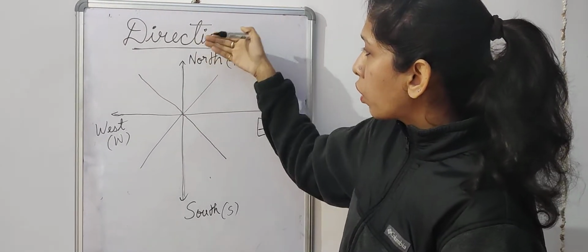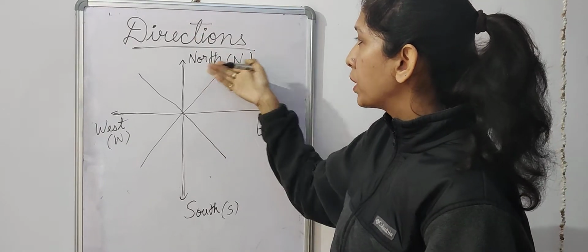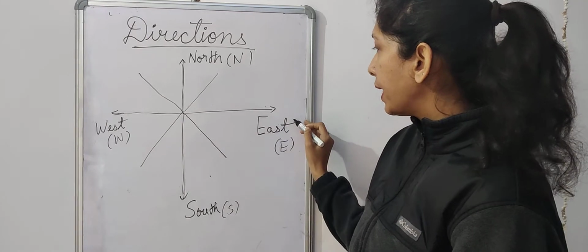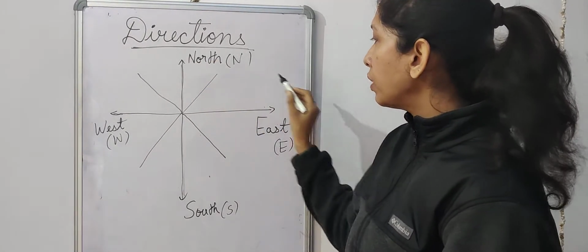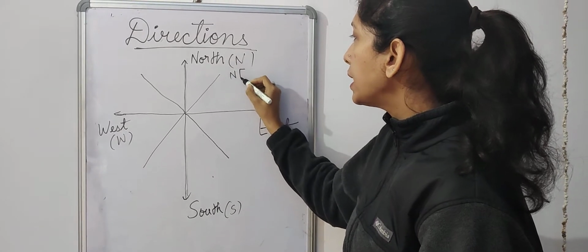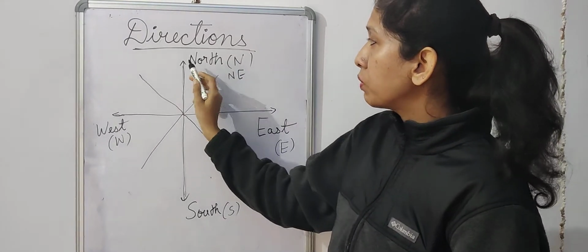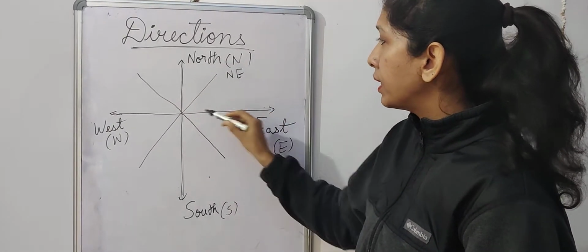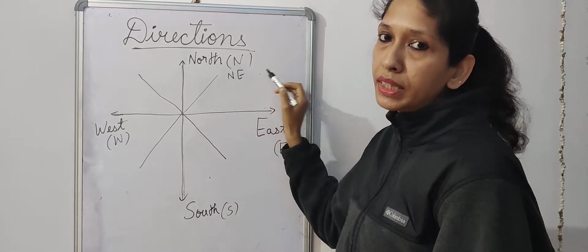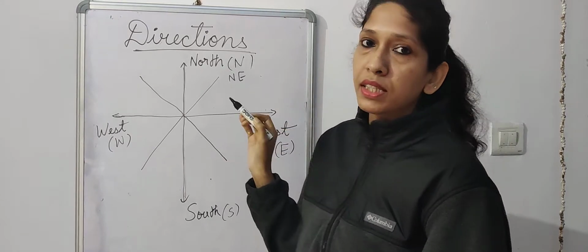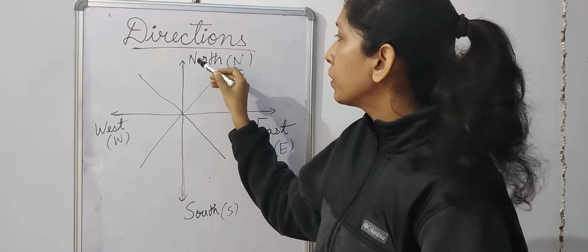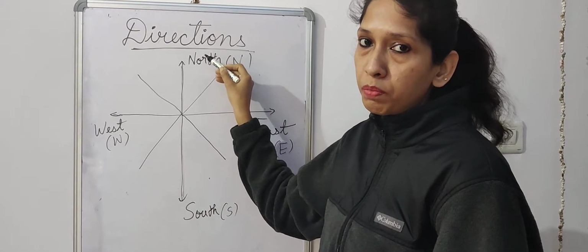First we will see the top. So there is north. From the north when we start, there is north and then here east. So between north and east there is the northeast direction. It means the middle part between north and east is known as the northeast direction. This is a subdirection.